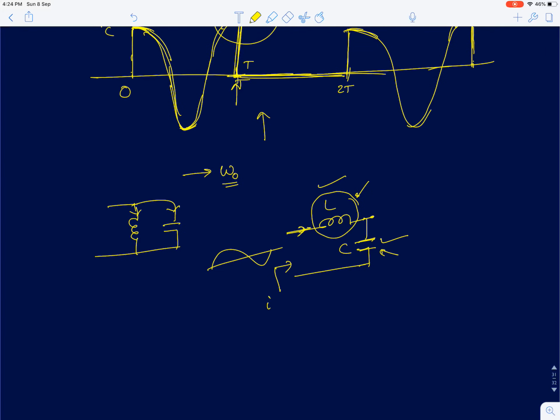I can easily compute the current flowing in the tank, and once I know the current, I can find the voltage across the inductor, and once I know the voltage across the inductor, the input voltage minus the inductor voltage will be your capacitor voltage. That will be Vi minus VL. So from this I can also find the voltage across the capacitor. And all I am saying is that if your frequency matches the resonant frequency, all these quantities will be increasing linearly with time.